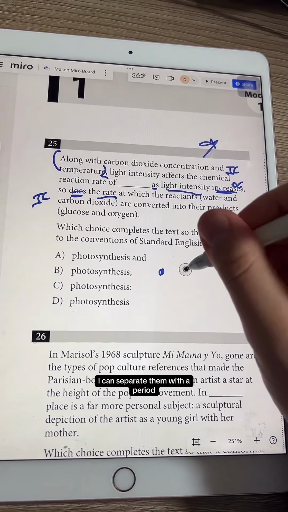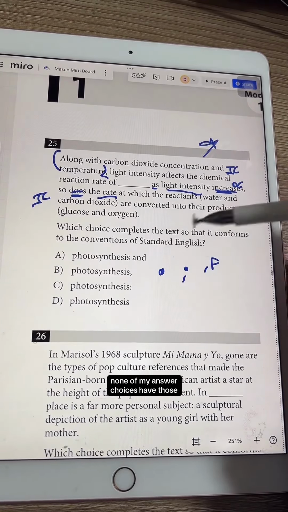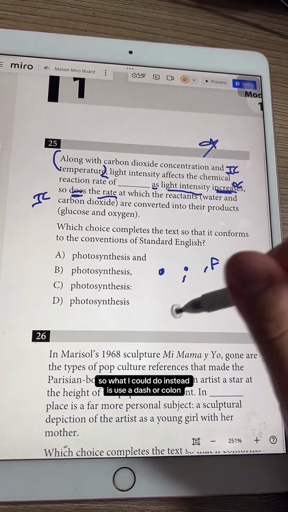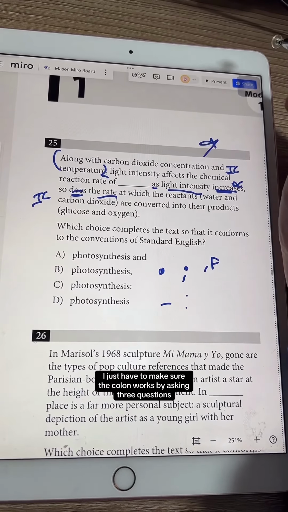I can separate them with a period, a semicolon, or a comma plus FANBOYS conjunction. None of my answer choices have those. So what I could do instead is use a dash or colon. I just have to make sure the colon works by asking 3 questions.